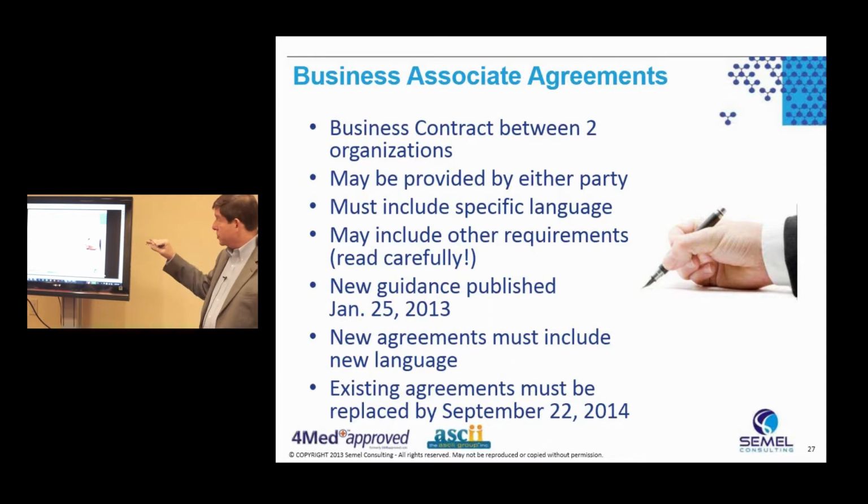So you have the new guidance from January 25th. The new contracts should include that. And if they're existing contracts that you've had, so you could have had them back to like 2005, business associate agreements don't have to be renewed every year or whatever. They have to be replaced by September 22nd, 2014.